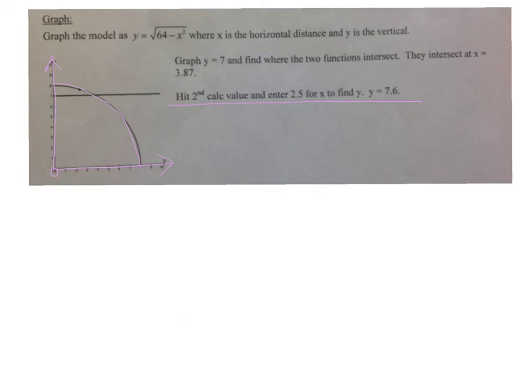If we enter a 2.5 in for x, it's going to tell us that y is 7.6, that's right there. And if you wanted it the other way around, you would graph y equals 7, find the intersection, and it would give you an x value of 3.87. And so that's another way to solve this. You have two methods. And I am done, and the bell rings, so I need to get to class.